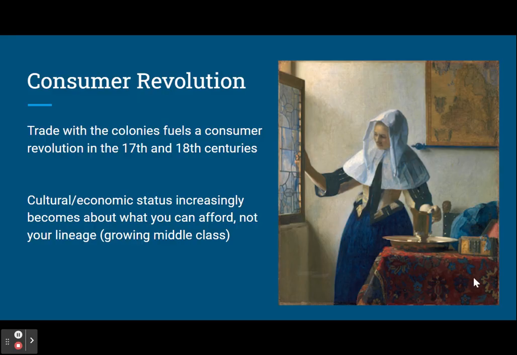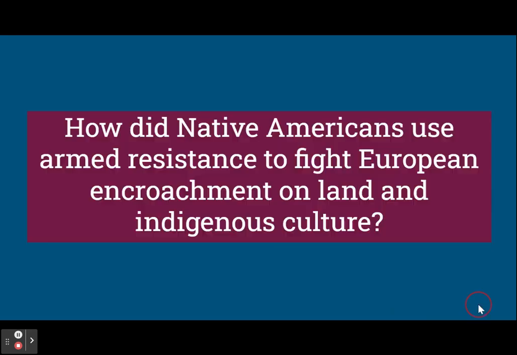So clearly, people just had more things, and increasingly the cultural and economic status you had became about what you could afford, not as much about your lineage. So eventually we are going to start to see this growing middle class in Europe, and a lot of this is because of the colonies.